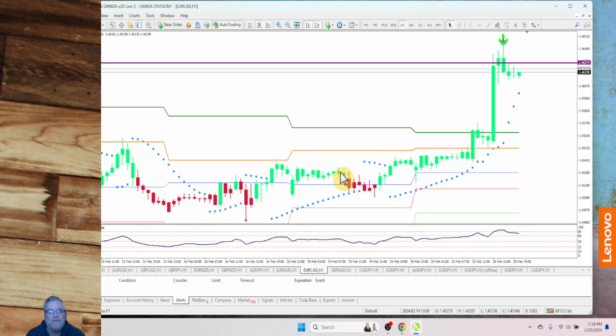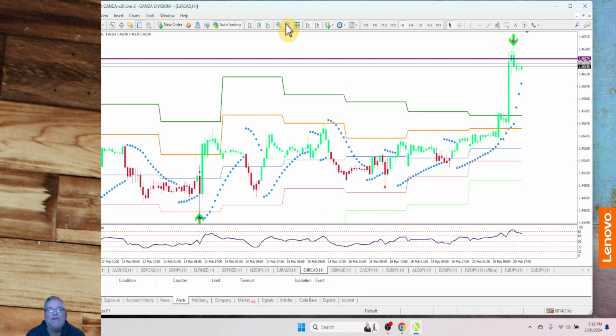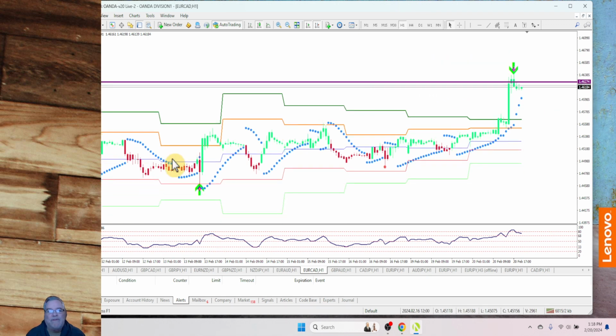Euro CAD, I was in this one. Now it's back up to the yearly pivot where we sold off from, and we came down, turned around, came back up. I'm out of that position, closed it out just a couple of pips before that line, just in case it got to it and went above it. So I'm out of the Euro CAD. That was very profitable as well.